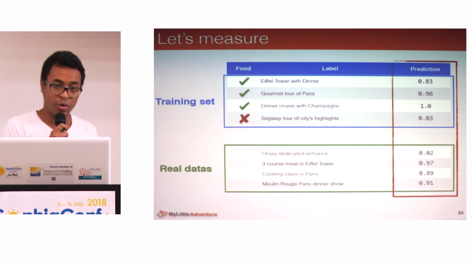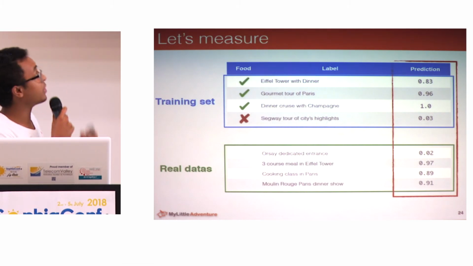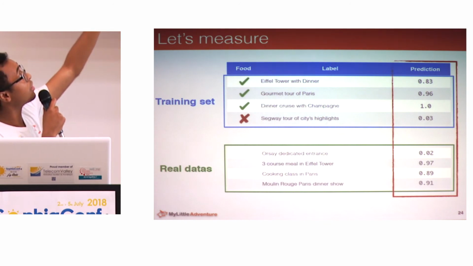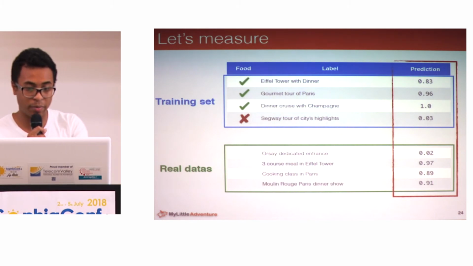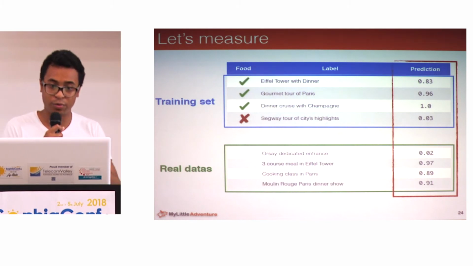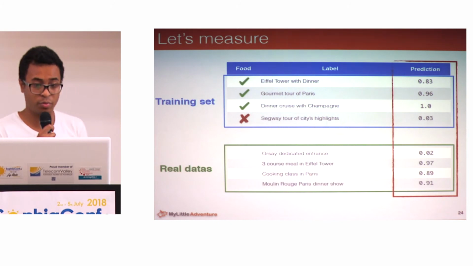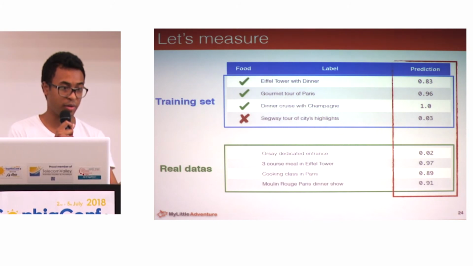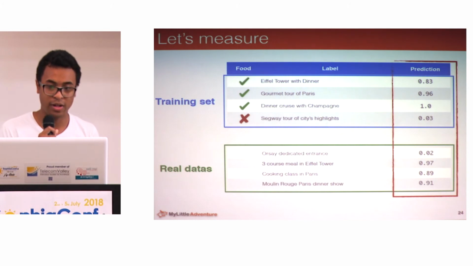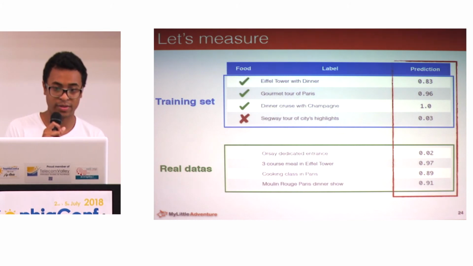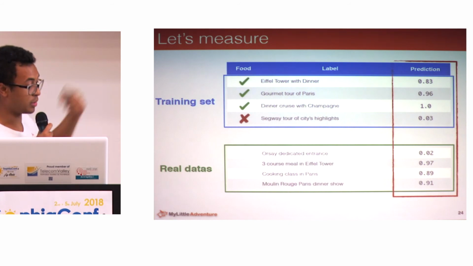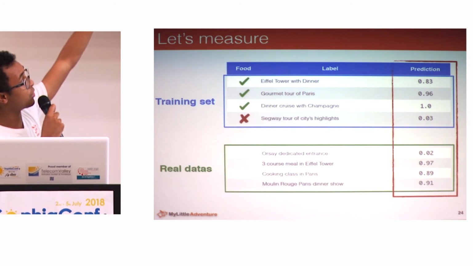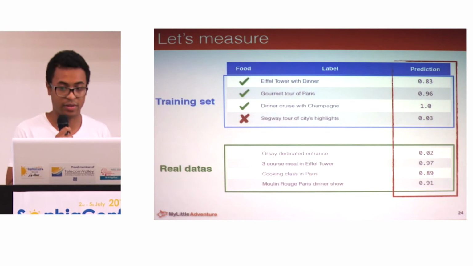Now that we chose our classifier algorithm and we ran it, we can see some results here. For example, we can see that dinner cruise with champagne, the third row, is more food than Eiffel Tower with dinner, because probably the word with means this is quite an option. And in the sentence, Segway tour of city highlights is not food. And it's real, it's not food. But we can use it, and we need to use it, to predict the foodness of the real data. And this is what we saw.